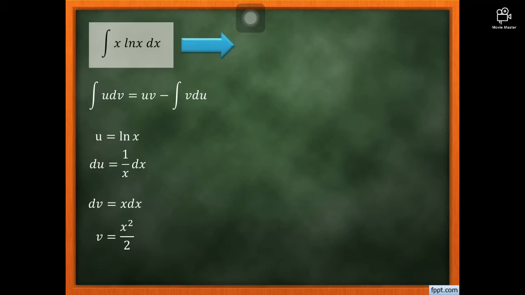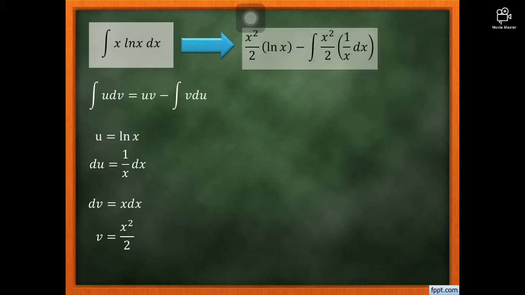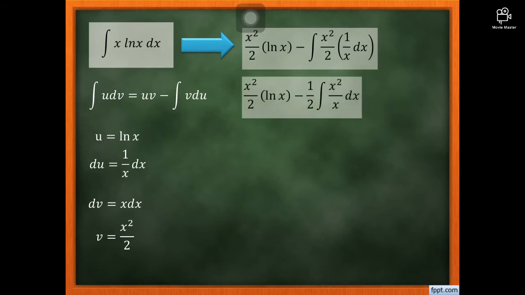So that gives us x raised to 2 over 2 times ln x minus the integral of x squared over 2 times 1 over x dx. So that gives us first that x raised to 2 over 2 ln x minus 1 half the integral of x raised to 2 over x dx.